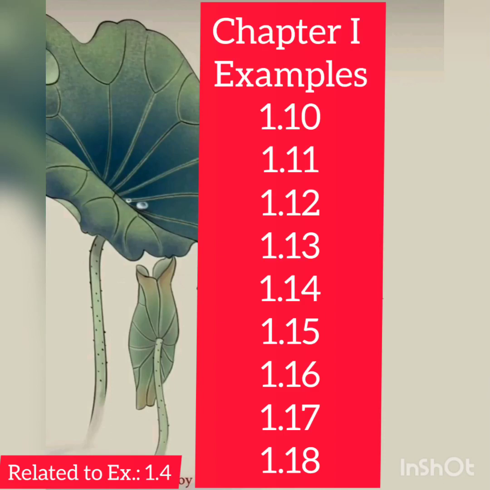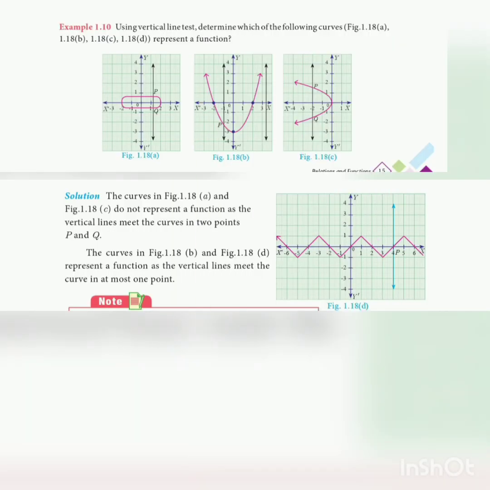Chapter 1 Examples 1.10 to 1.18 related to exercise number 1.4 are in this video. First, we go through example 1.10. Using vertical line test, determine which of the following curves 1.18a, b, c, d represent a function. So, actually, we have four graphical representations of curves. We have to check which are functions and which are not functions.